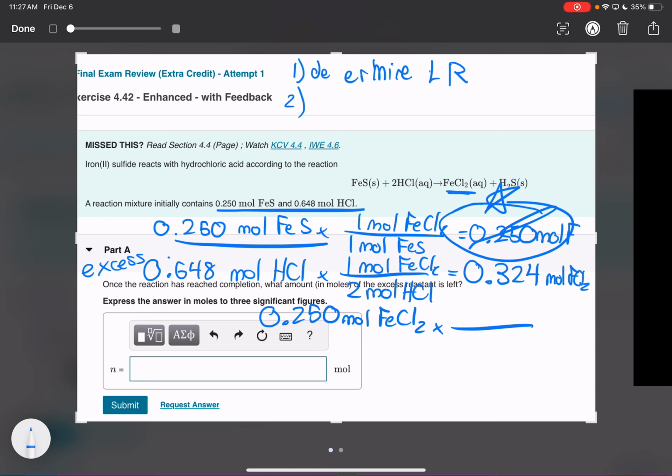So determine the limiting reactant. From the product, you're going to work backwards to the excess reactant to figure out, oh, I made 3 pizzas, so I used 6 cups. So 1 mole FeCl2 for every 2 moles HCl.